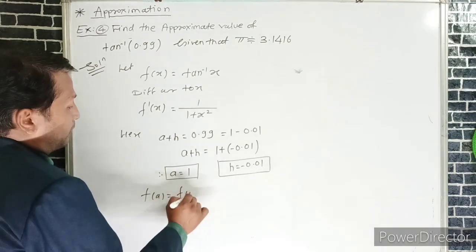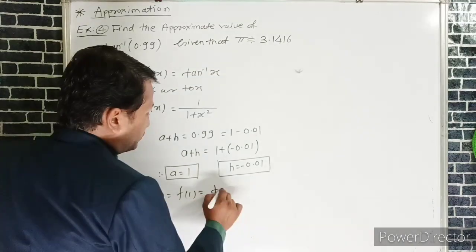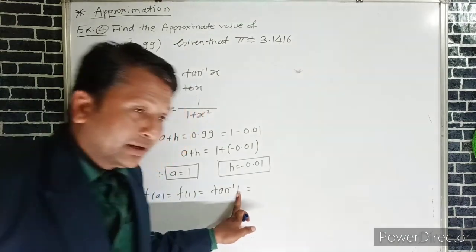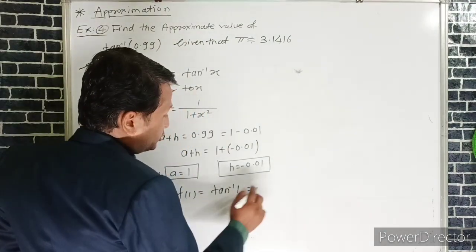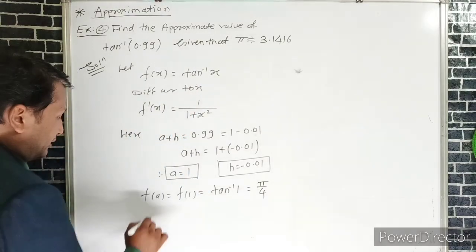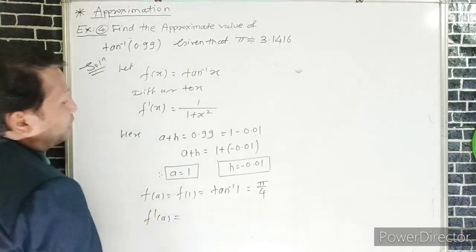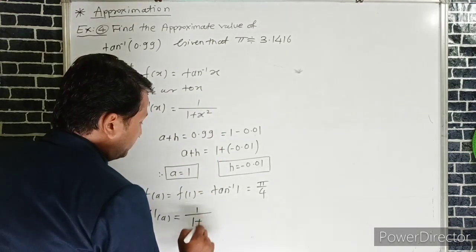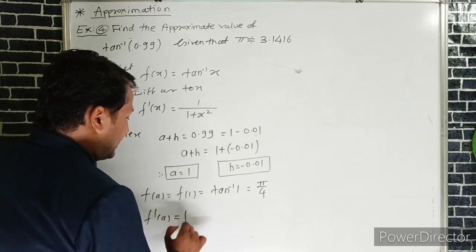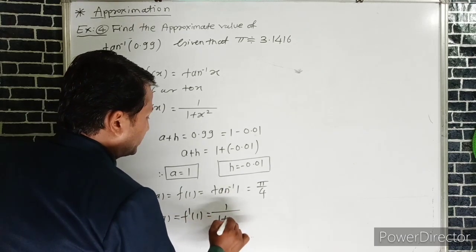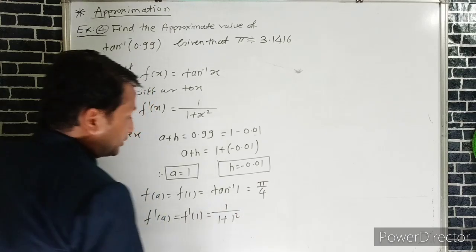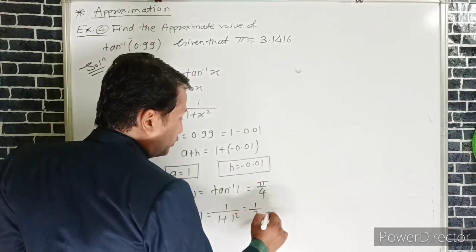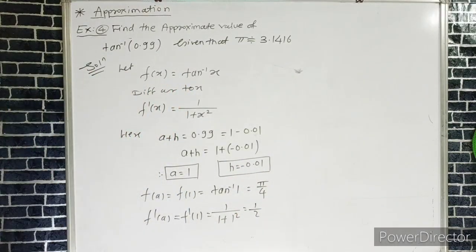The value of f of 1 we can write as tan inverse 1. We know that tan of pi by 4 is 1, hence the value of tan inverse 1 is pi by 4. Again, f dash of x is 1 upon 1 plus x square, so f dash of 1 is 1 upon 1 plus 1 square, which is 1 upon 1 plus 1, which is 1 by 2, or we can write 0.5.